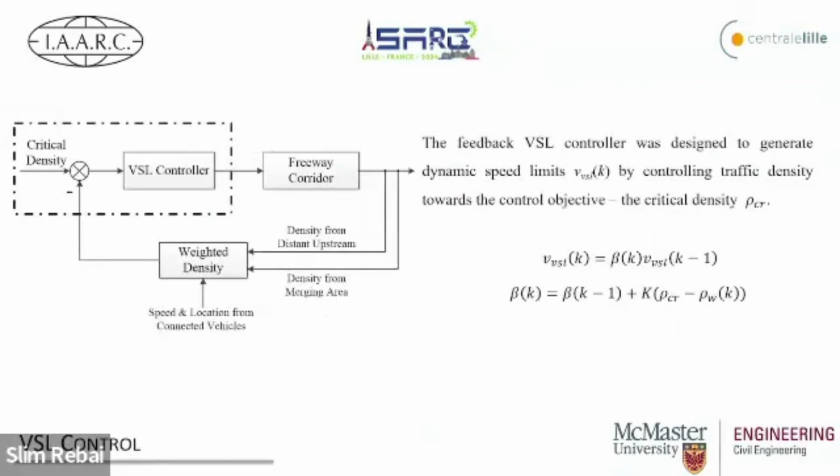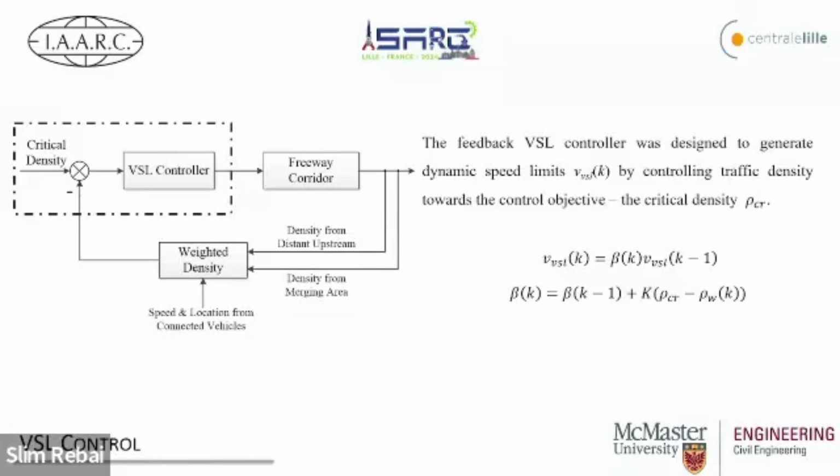Now the second component is about VSL control. The VSL control uses the error between the critical density and the weighted density. And this error is used to calculate a factor called beta. This beta is multiplied by the speed limit of the last time step to get the speed limit of the current time step. So right now we've talked about the two components in the system framework.